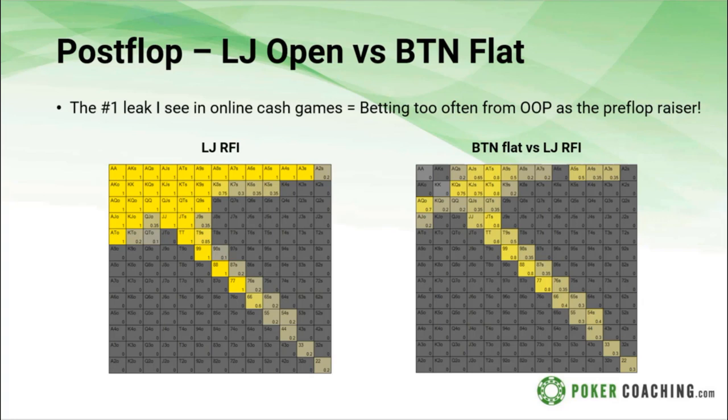I wanted to focus our first single raised pot study on low jack open versus button flat because I think it's one of the biggest leaks I see in online cash games: people way over c-betting out of position as the preflop raiser. In the preflop section, we talked about what these ranges look like. This button range is a condensed range, weighted heavily toward sevens through jacks and good suited cards, because the button's going to be forbetting a polarized strategy.